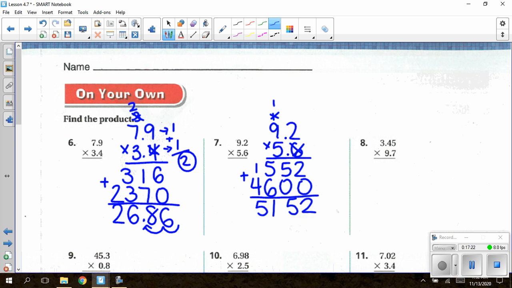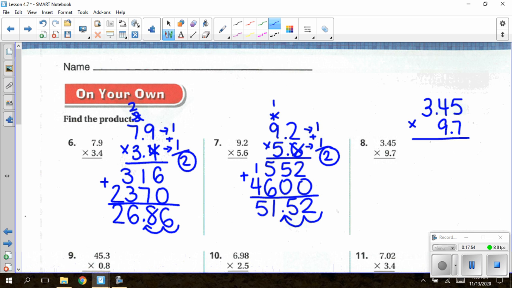Now to place my decimal, my top factor has 1 decimal place value. My bottom factor has 1 decimal place value. So that does add up to give me a total of 2 decimal place values in my answer. So 1, 2 to the left for my product, and I would have 51 and 52 hundredths. For question number 8, I have 3 and 45 hundredths times 9 and 7/10.